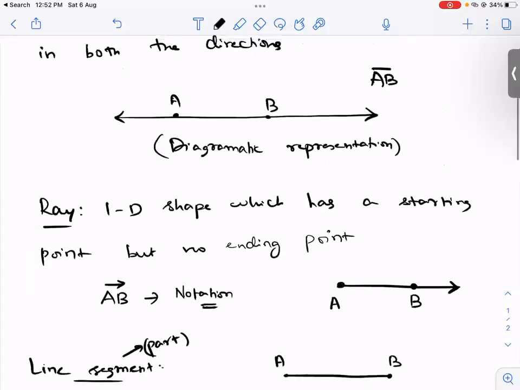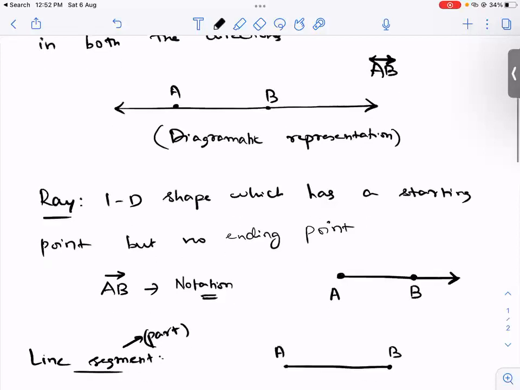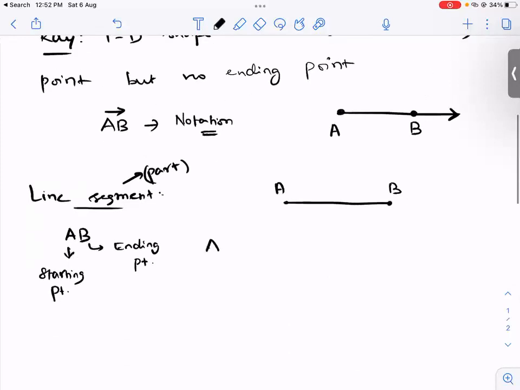I made a mistake. For line segment only, you put a line on top of this. For a line, you put two arrow marks. And here, for a line segment, it is written as AB with a bar on top of it, with a line on top of it.